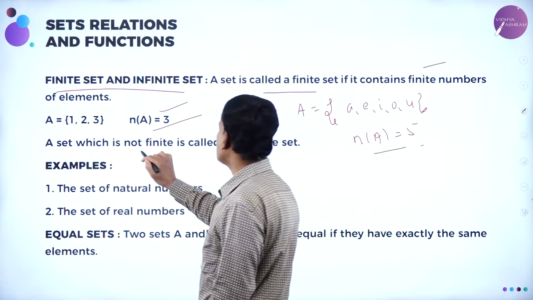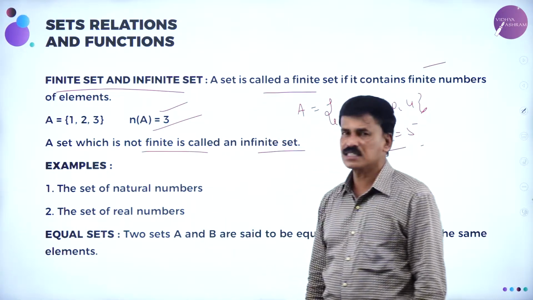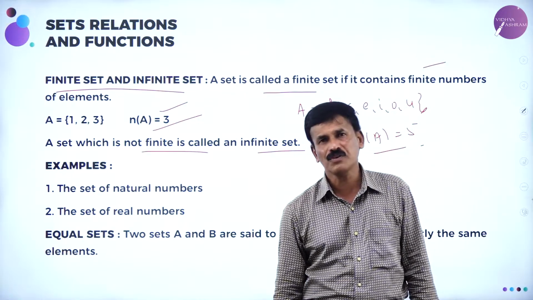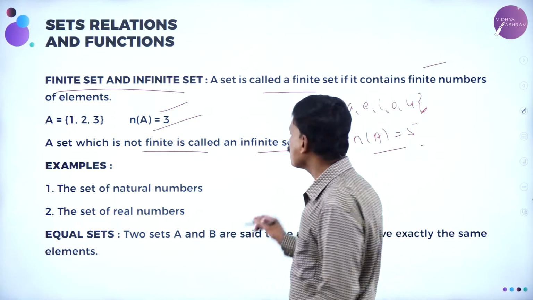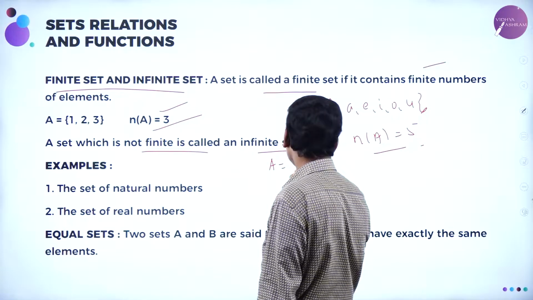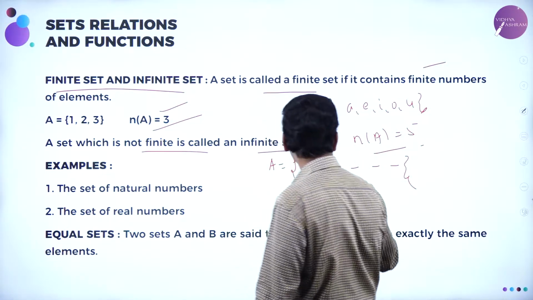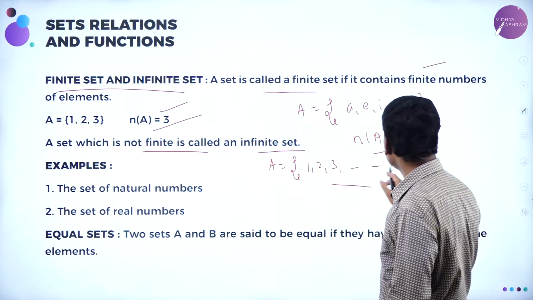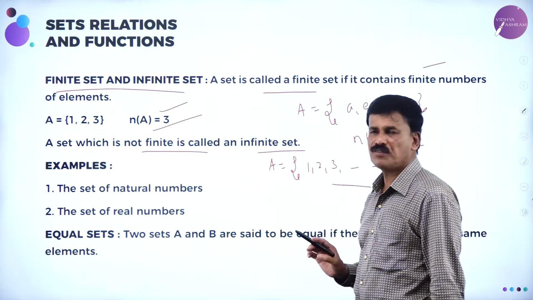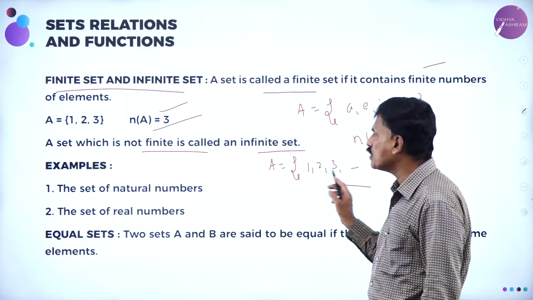Now, a set which is not finite is called an infinite set. If it contains an infinite number of elements, then it is called an infinite set. Let us consider, for example, A is equal to the set of natural numbers. This is an example for an infinite set: 1, 2, 3, 4, etc. It does not contain a definite number of elements.